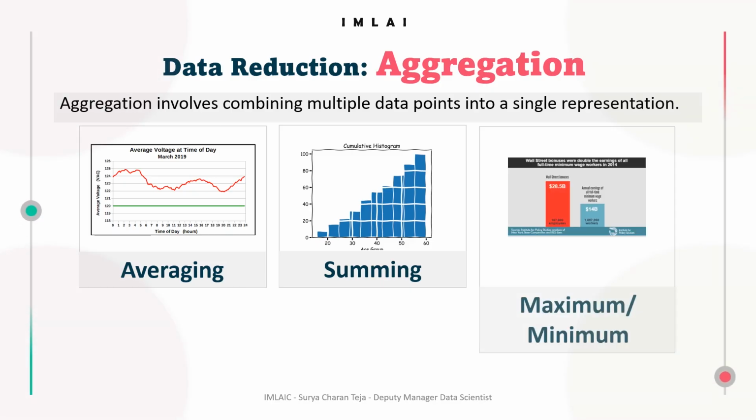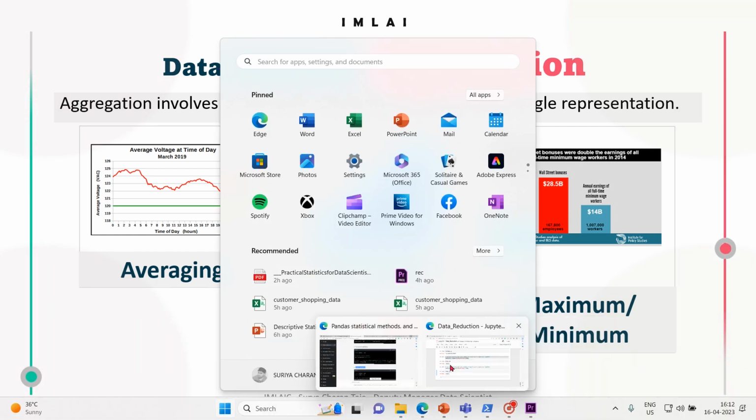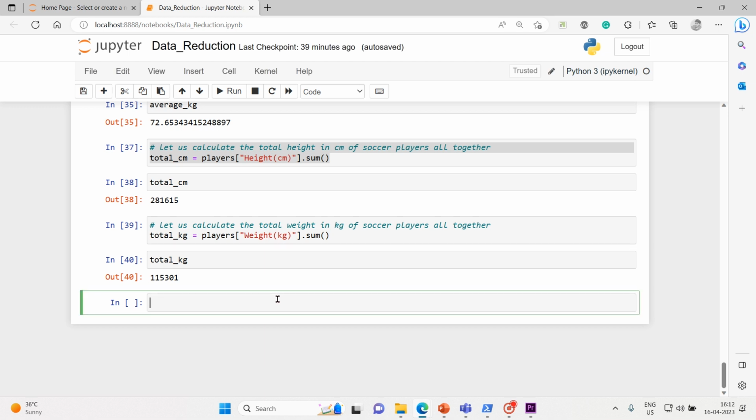Now let's look into the maximum. So maximum or minimum. Taking the maximum or minimum value from a group of data points can be useful when identifying extreme values or outliers in the data, or when interested in the highest or lowest value within a particular group or category. So let's find out the maximum and minimum.